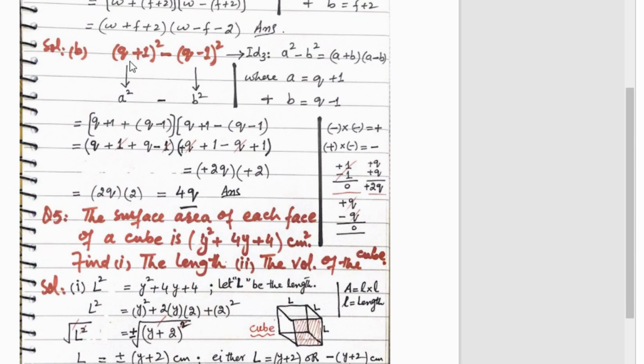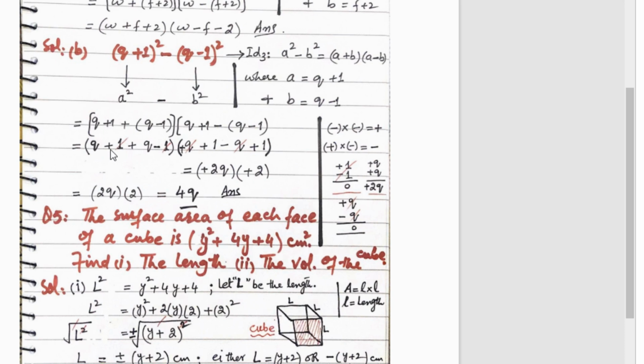I have mentioned over here that the first term is representing a square and the second term is representing b square, and the negative sign in between means this is a difference of two squares, meaning it resembles ID3. Now a plus b. What is a? Q plus 1. What is b? Q minus 1. A plus b, according to the formula, we will open it, into a minus b. Again we will keep the second term inside the bracket, because the minus sign is outside.